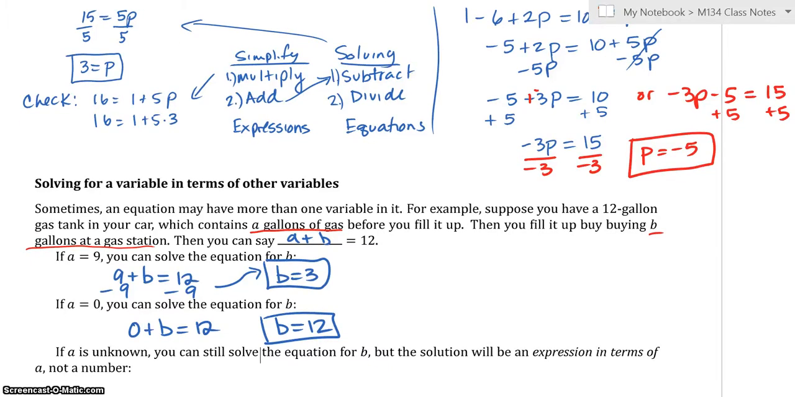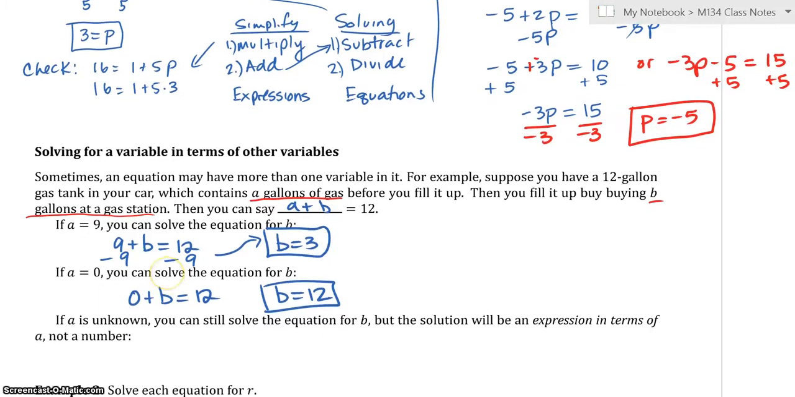But what if a is an unknown? You can still solve for b, but the solution will be an expression in terms of a, not a number. So for instance, notice I subtracted 9, subtracted whatever value is there. If it's a 3, I subtract the 3. So I'm going to just rewrite it here, and then I'm going to subtract a instead of 9. And when I do this, I notice that the a's cancel here. So what I get on the left side is b. I have solved for b.